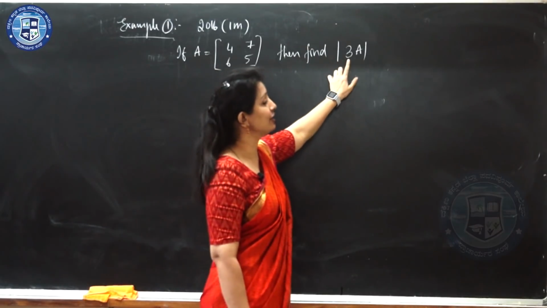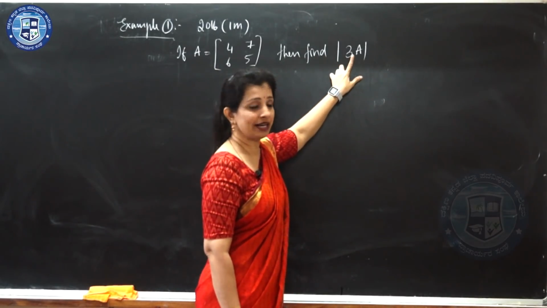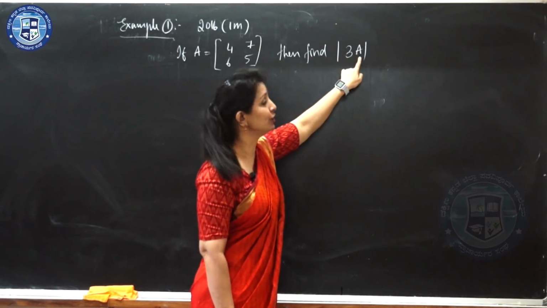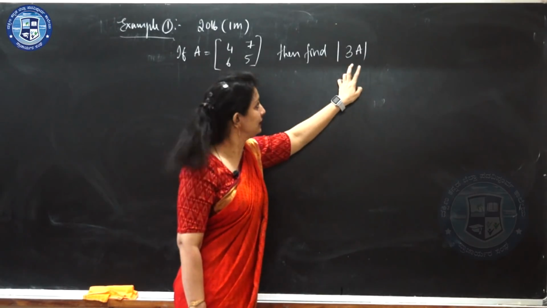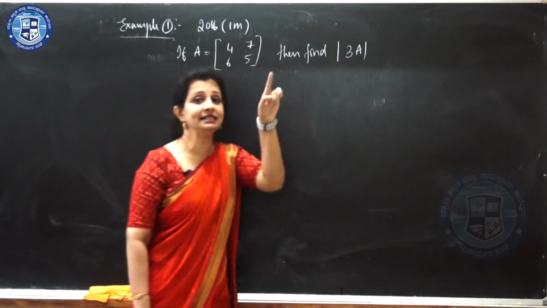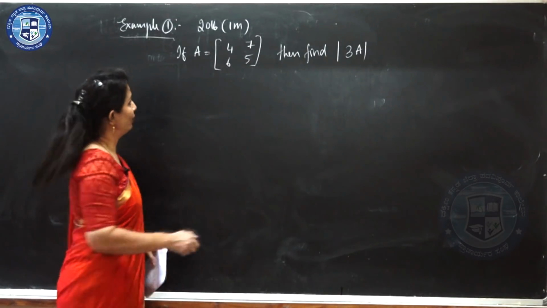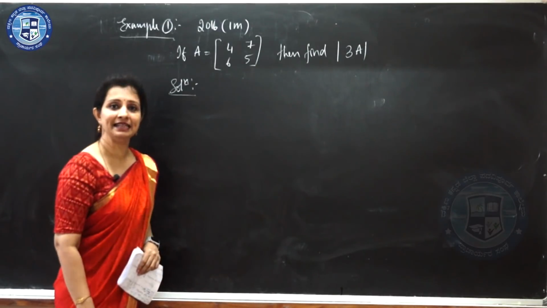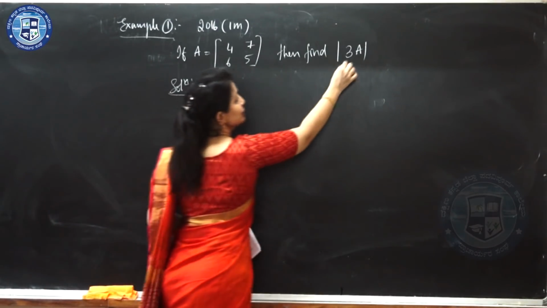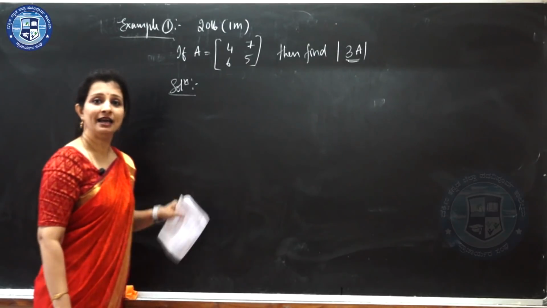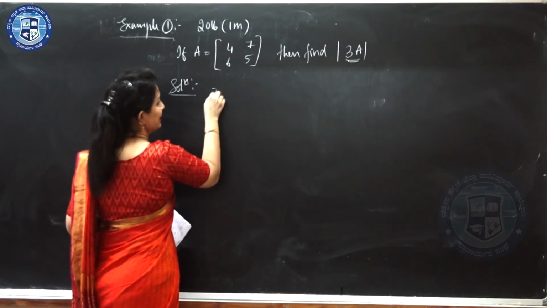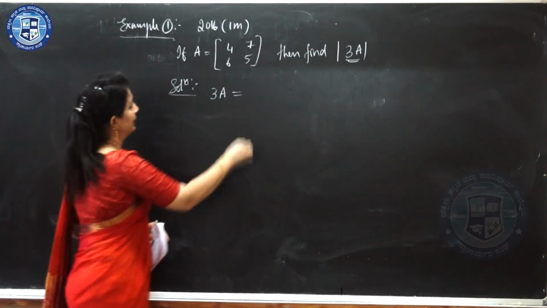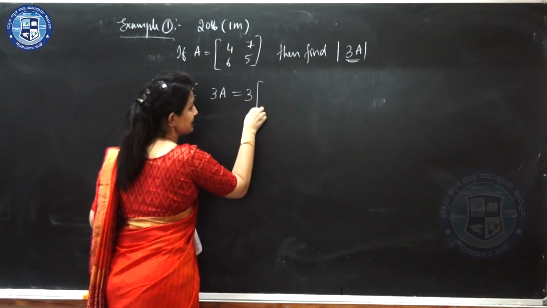Okay, so first what you have to find, matrix A is known, right? So, 3 into A, first multiply the constant 3 to the matrix A. So, 3A, after finding 3A, get the determinant of 3A. So, the solution, first find out what is 3A. Matrix A is given. We want to find the value of 3 into A. So, multiplication of a matrix with the scalar 3. 3A is equal to 3 times the matrix A.